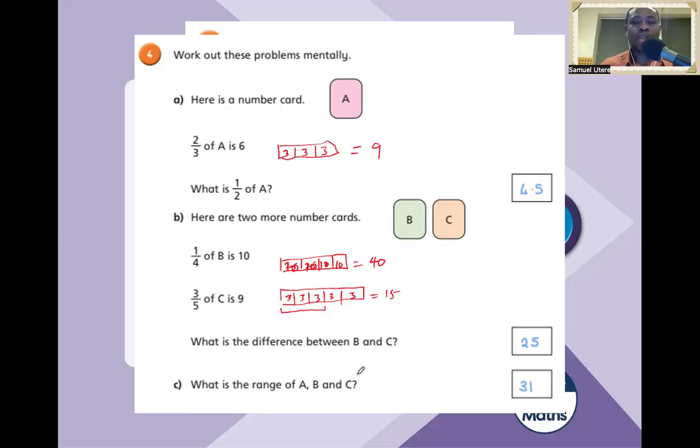Here you're asked what is the range of A, B, and C. So the range is to take the smallest one from the largest one. So we have 9 being the smallest and we have 40 being the largest. So 40 minus 9 is 31.